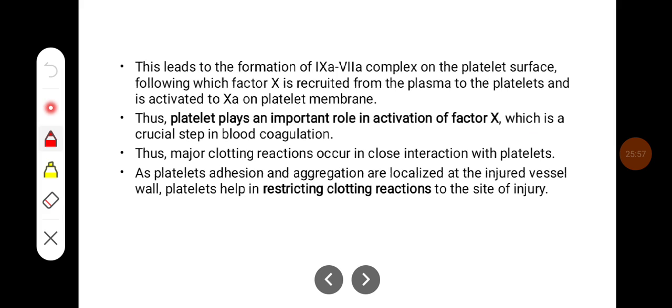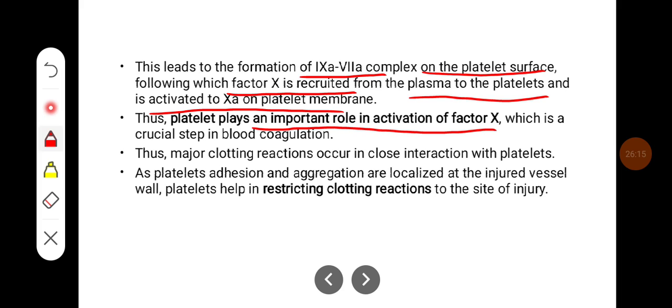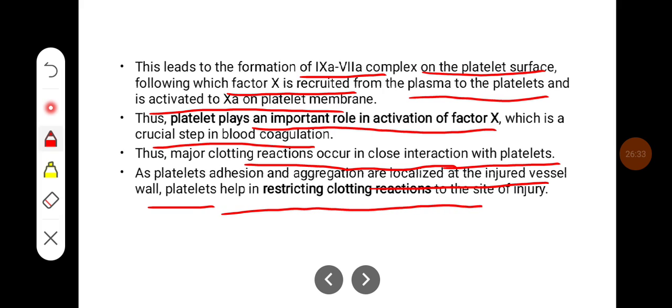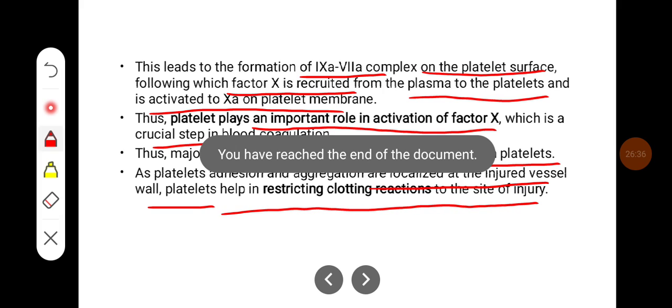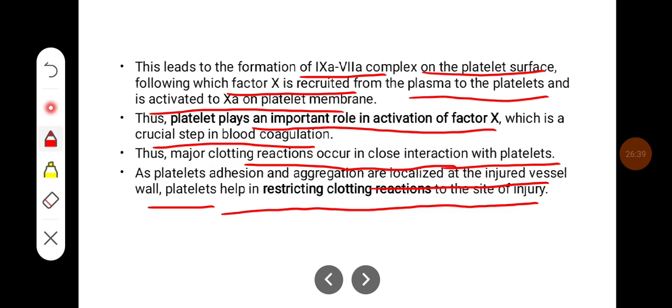This leads to formation of the 9A 7A complex on the platelet surface, following which factor 10 is recruited from the plasma to the platelets and is activated to activated 10 on the platelet membrane. Thus, platelets play an important role in activation of factor 10, which is a crucial step in blood coagulation. Thus, major clotting reactions occur close to the interaction with the platelets. As platelet adhesion and aggregation are localized at the injured vessel wall, the platelets help in restricting the clotting reaction to the site of injury. So this is in brief about blood coagulation.